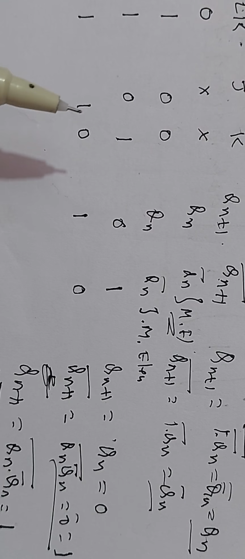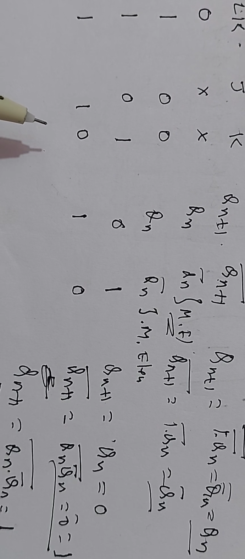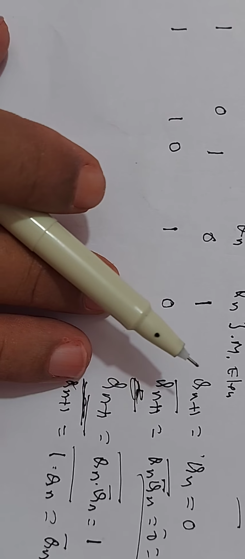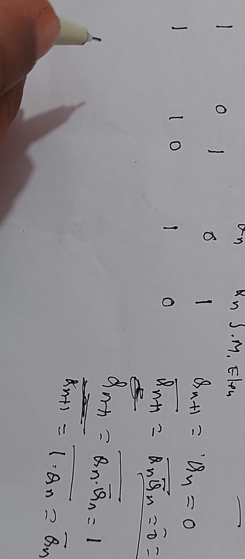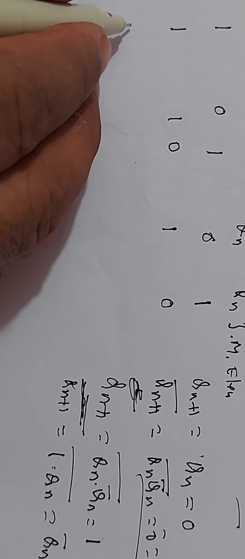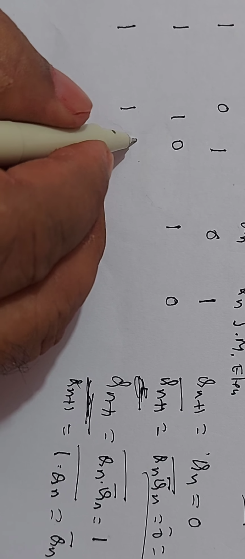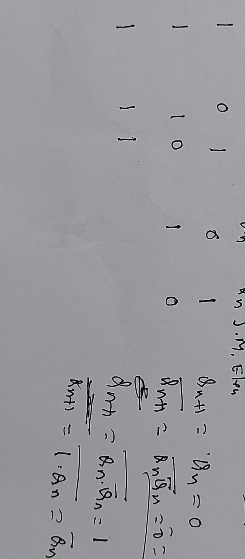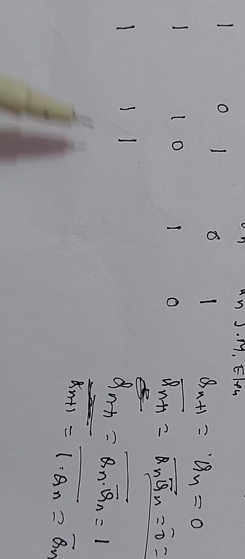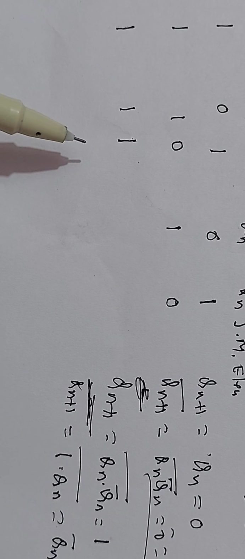But when the inputs of clocked SR flip-flop are 1 and 1, outputs are illegal. That condition is only used in JK flip-flop. Therefore, the condition used in JK flip-flop is when clock pulse is 1, J equals 1, K equals 1. It should remove the illegal condition. Let us see how it removes the illegal condition.